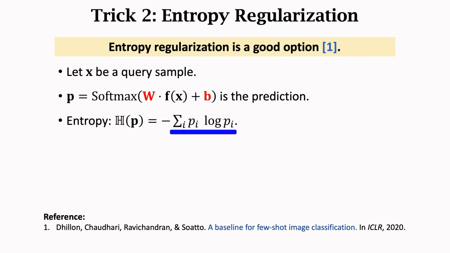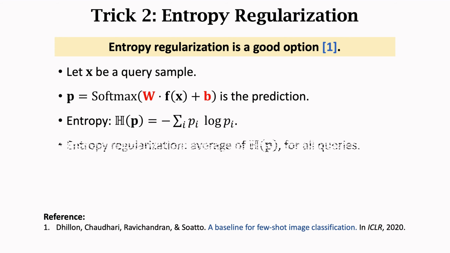Compute the sum of p sub i times log p sub i for all the elements of p. Then take the negation. Typically, there are multiple queries. Each query has such an entropy. We can take the average of all the entropies. The average is the entropy regularization.